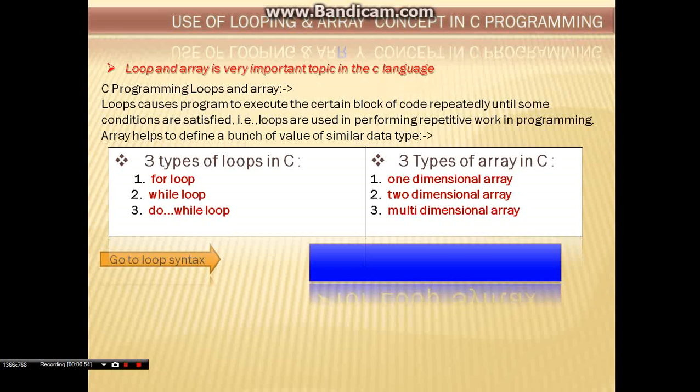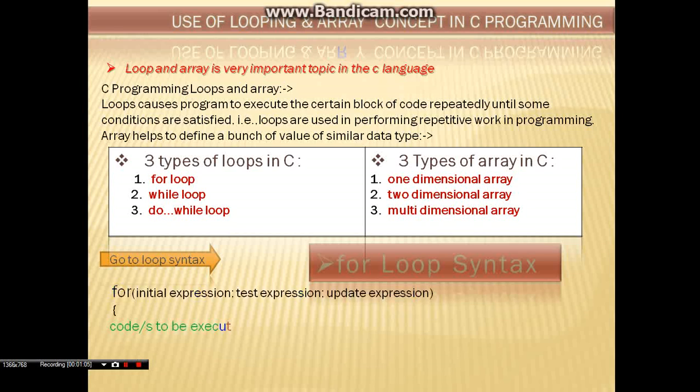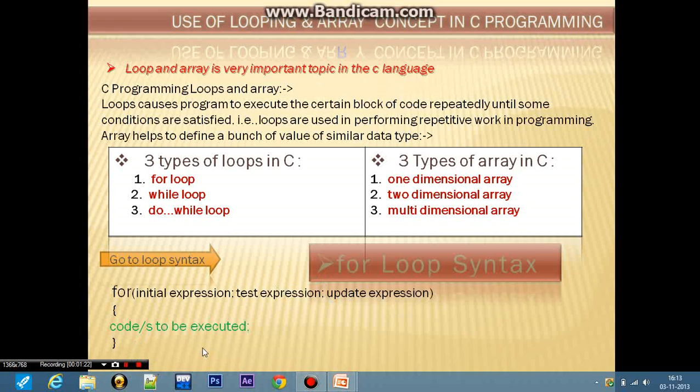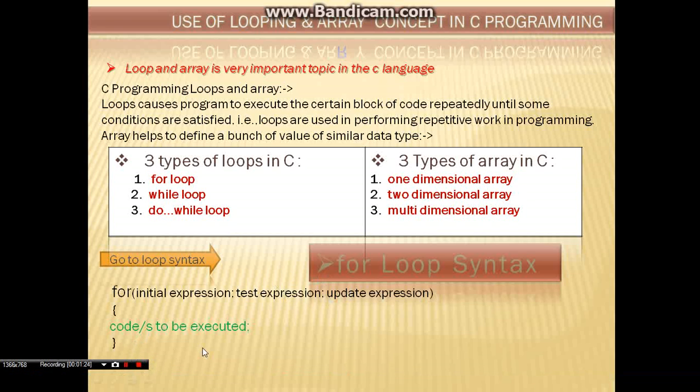We are discussing loops, the for loop. We are going to discuss the syntax of the for loop. In the syntax of the for loop, first we make an initial expression, and then a test expression and an update expression, up to which the loop is confined. In between that, the code which is to be executed is written.